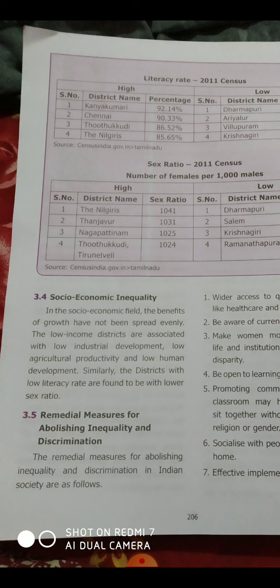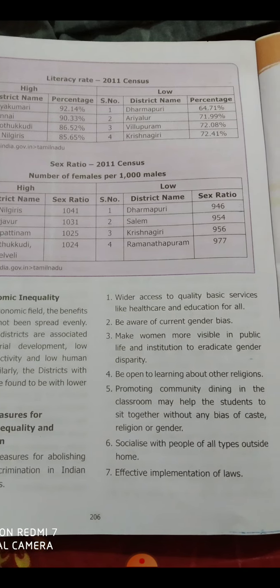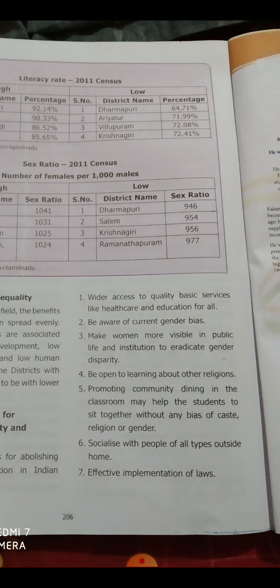Next one, remedial measures for abolishing inequality and discrimination. The remedial measures for abolishing inequality and discrimination in Indian society are as follows: wider access to quality basic services like healthcare and education for all. Be aware of current gender bias. Make women more visible in public life and institutions to eradicate gender disparity.